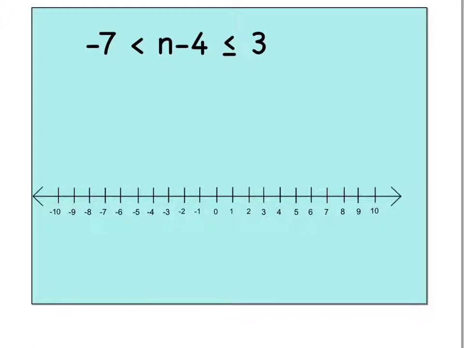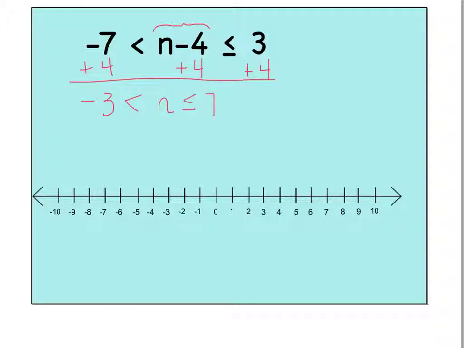Okay, this next one is going to be a multi-step inequality, because this n right here is not alone, and we have to get it alone. If we get rid of this 4, it's important that you remember this step: you have to add it to this side of the inequality, and you also have to add it to this side of the inequality. So this would be -3 is less than n is less than or equal to 7.